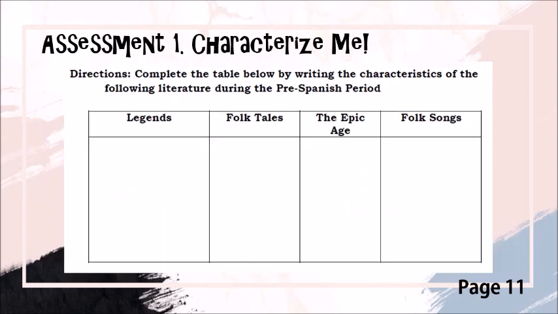Assessment Number 1, entitled Characterize Me. It says here to complete the table below by writing the characteristics of the following literature during the pre-Spanish period. We discussed earlier the different characterizations of the pre-Spanish period, which are the legends, the folk tales, the epic age, and the folk songs. You are going to characterize each of these during the pre-Spanish time.